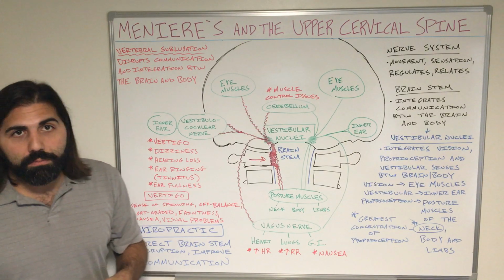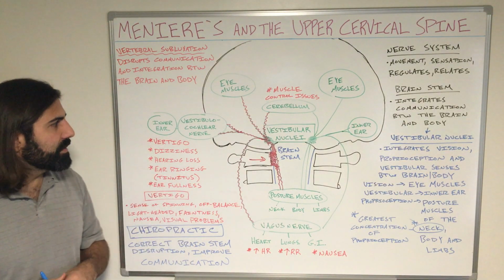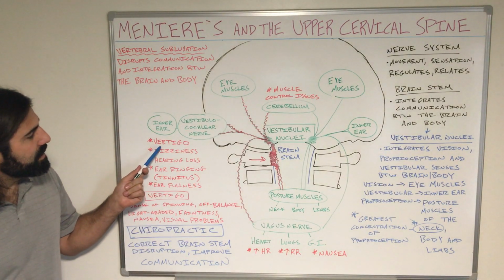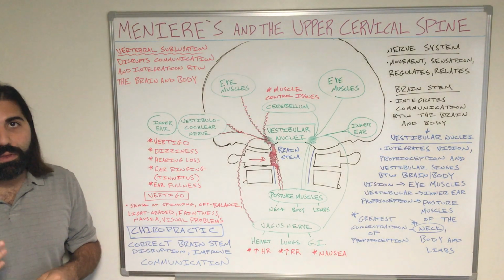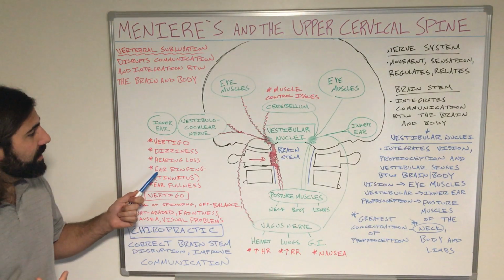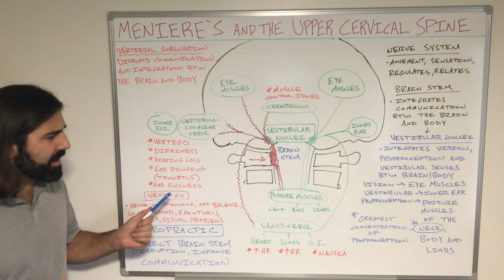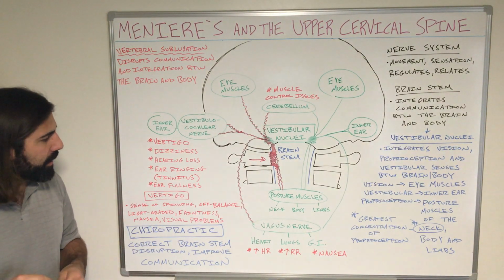Now, when we talk about Meniere's disease, what are some of the symptoms that are associated with Meniere's disease? Often you'll have different symptoms associated with vertigo, dizziness, hearing loss. You can have ear ringing or tinnitus. You can also have a sense of fullness in the ear.